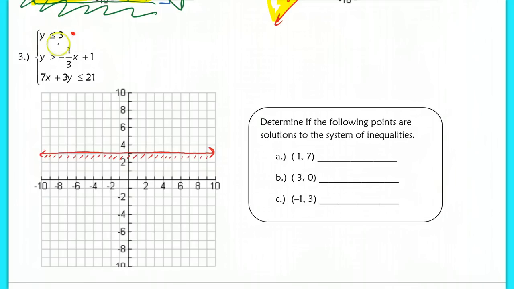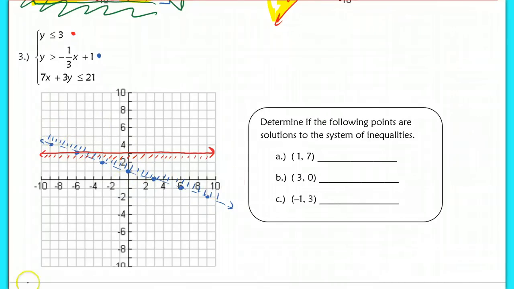Graphing my first line, this is a line y equals 3. I have a solid horizontal line, and I shade underneath the line. My second line that I'm doing in blue is going to have a dashed line. So I started at 1, I went down 1 to the right, 3 for my slope, and I'm shading above this line, so that's where you're seeing the blue hairs above the line.